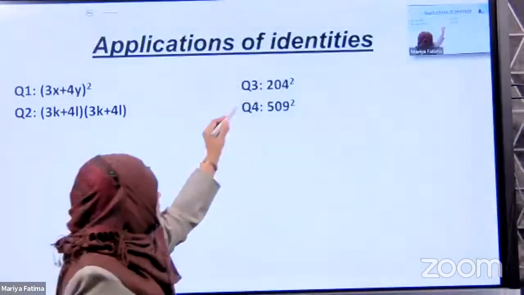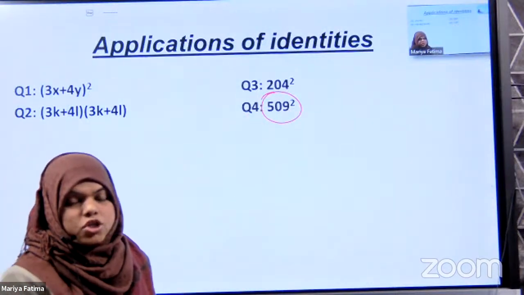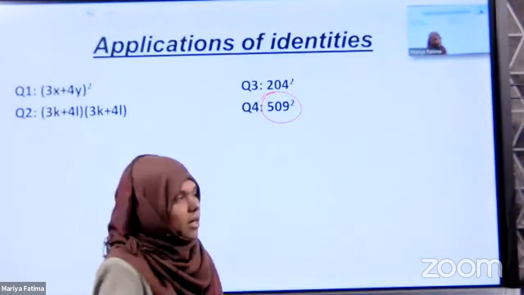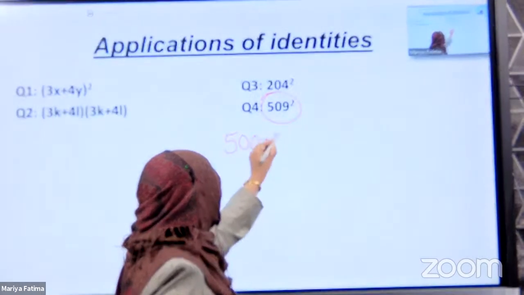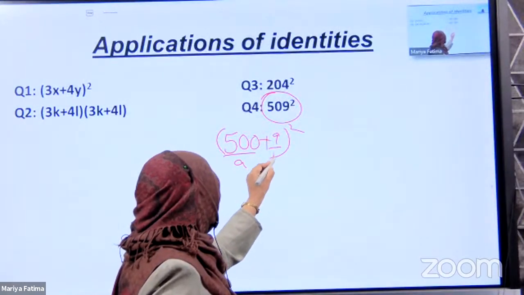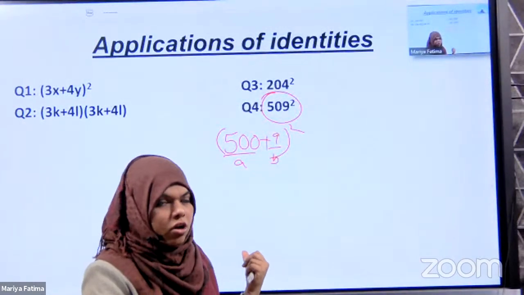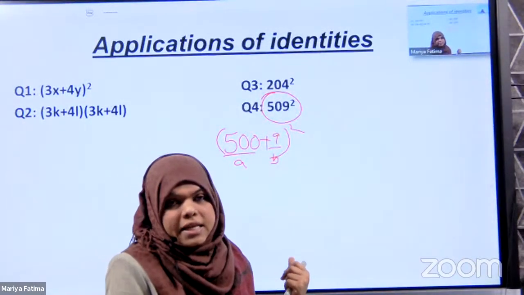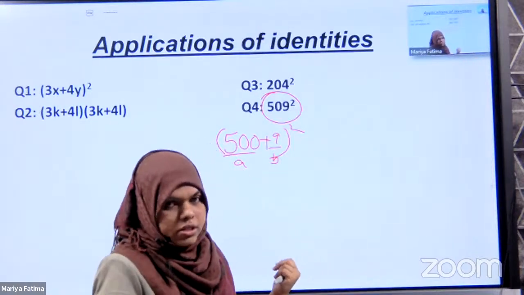Now in the same way, we have to solve 509 square. So how can we write 509? We can write 509 as (500 plus 9) whole square. It will be your a and it will be your b. Now you can apply the identity of (a plus b) whole square, that is a square plus 2ab plus b square, and you can solve this also.